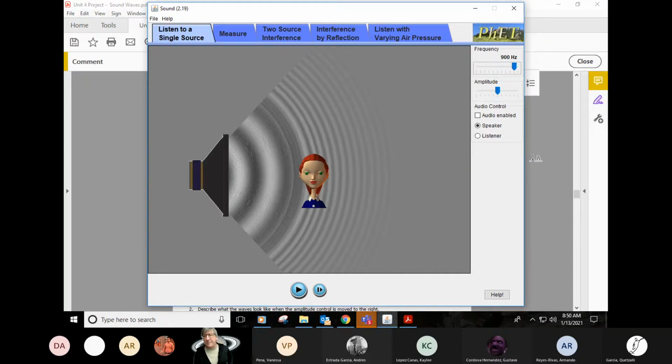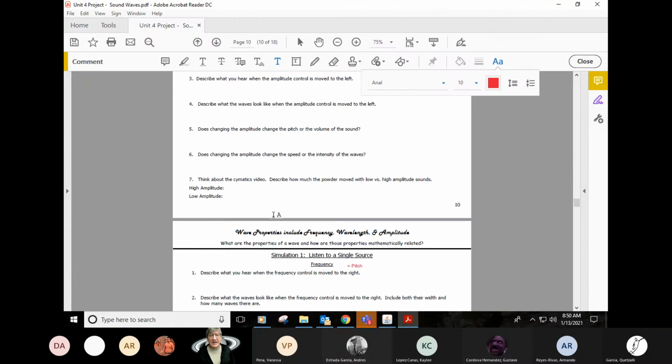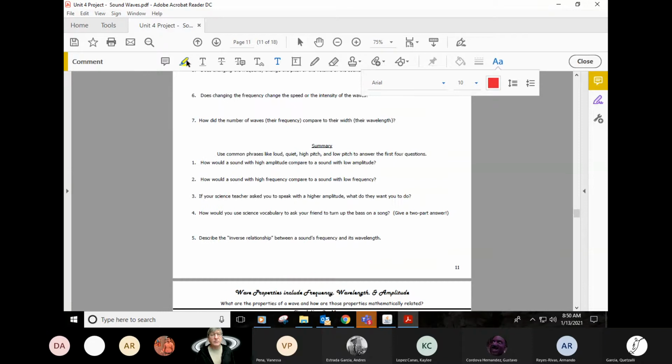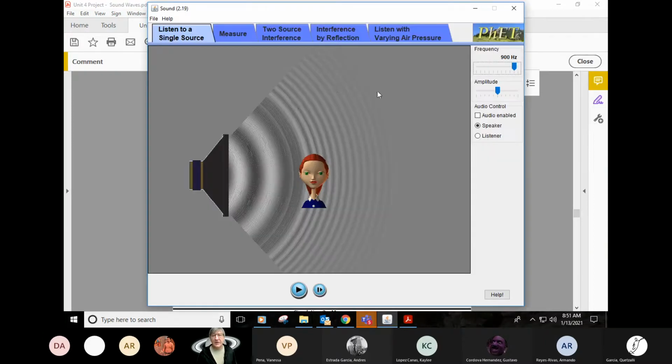And on your project, that's where it asked you about the inverse relationship between frequency and wavelength. Remember, inverse relationship means the opposite of something. When one goes up, the other goes down, in other words. When frequency increases, wavelength decreases. Let's look at that again. Here's our high frequency. So the frequency is a large number here, but the distance between waves is a small number.